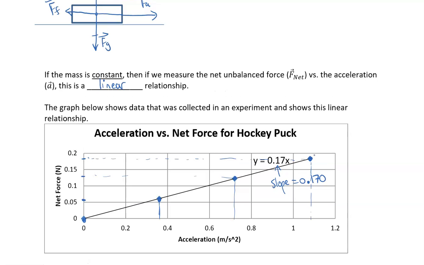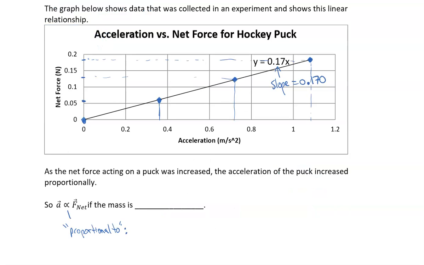So how can this slope actually be the mass of the puck? Well, that's what we're going to investigate as we look at this idea of proportionality. So what we notice from the graph is as the net force acting on the puck was increased, the acceleration of the puck increased proportionally. Well, what does this idea of proportional mean? So we're saying that acceleration is proportional to the net force. One way to think of it is that when we graph the one versus the other, it gives us a linear relationship.